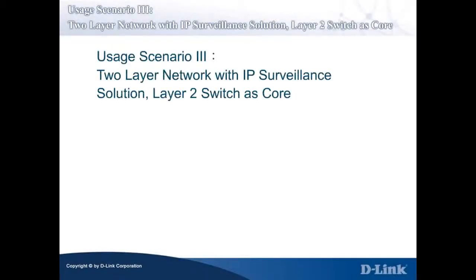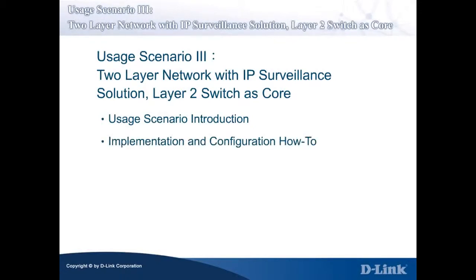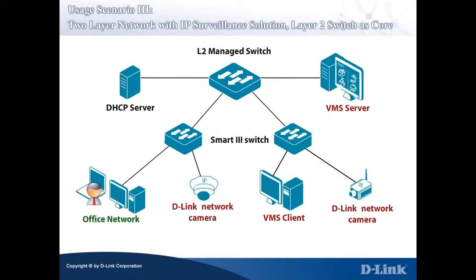Usage Scenario 3. Two-layer network with IP surveillance solution. Layer 2 switch as core. In the following slides, we will introduce the third scenario and talk about how to implement and configure Usage Scenario 3 auto surveillance network. Usage Scenario 3 is a two-layer switched network with a D-Link Layer 2 switch as the core layer switch and Smart 3 switches as the access layer switches, as shown in the diagram.